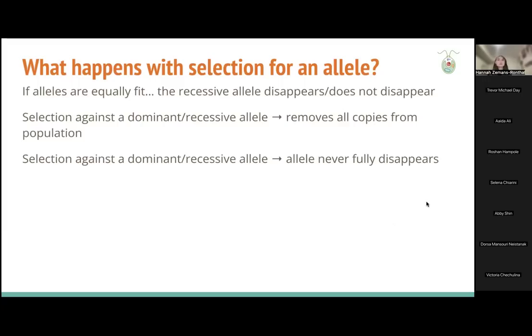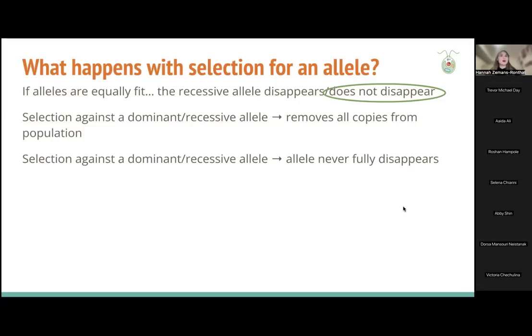So what happens when we are selecting for an allele? That's the definition of evolution, right? But first, what happens if all alleles are equally fit? So if all alleles are equally fit, will the recessive allele disappear or not disappear? Can solidify your answer. I had this as if we were going to be raising hands in NCB. But yeah, the answer is it does not disappear. That's because it's not under any selection. So the recessive allele wouldn't have any pressure to disappear.